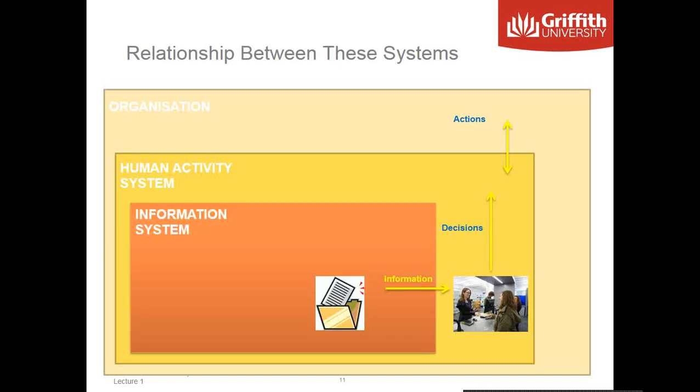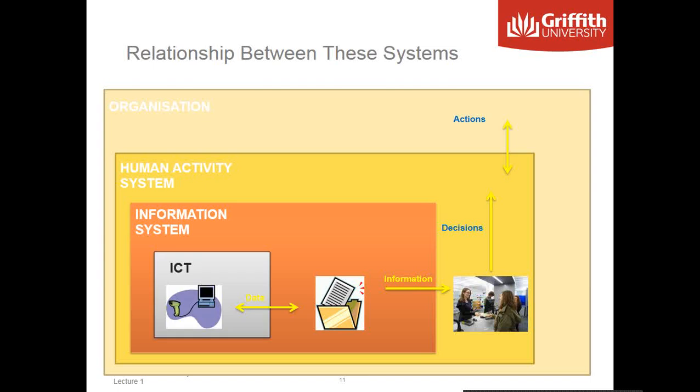Then there's an information system, and the information system provides information to the humans. So the humans make decisions. Those decisions result in actions. I kind of waited with the actions part until we got the reason why they're taking the actions. And then there is some ICT, or some technology, which supports the creation of the information.